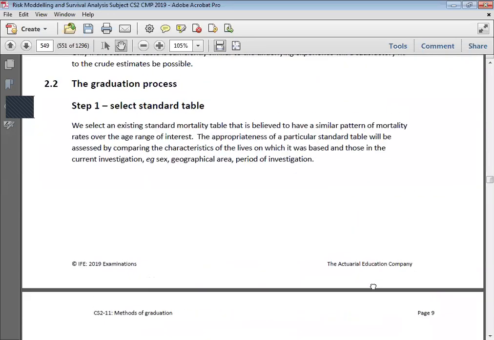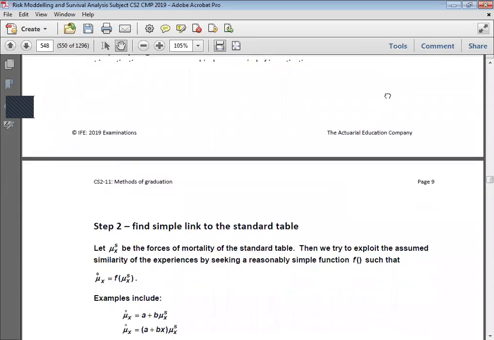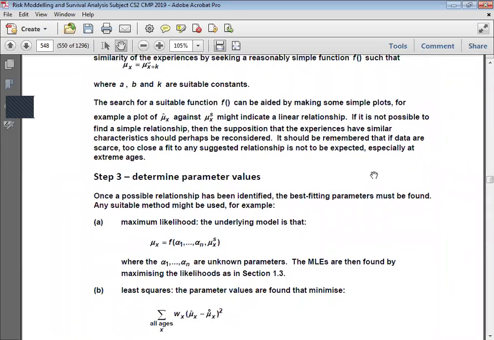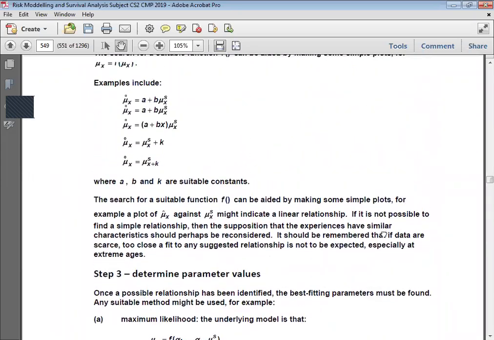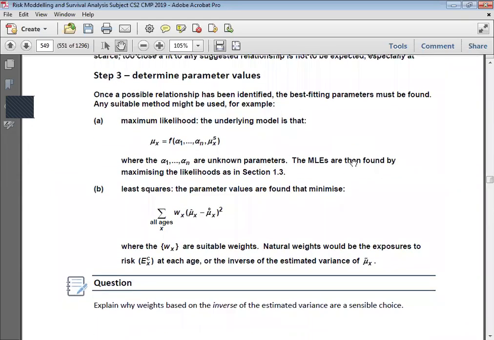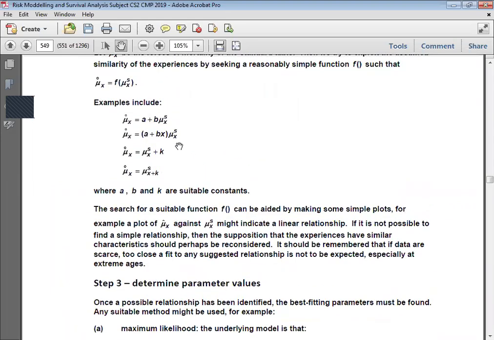So step one is to figure out what standard table you want to use. Step two, you figure out a link between your standard table and the graduated rates. And once we do that, you would want to figure out the parameter values. And how do you figure out the parameter values? It is using either maximum likelihood or weighted least squares or anything else that you deem fit. So you can use these and you will figure out the values of, let's say, A and B in this case.